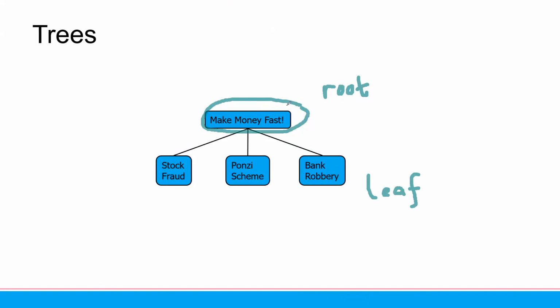So the idea is, if you want to make it manifest, some people say that, okay, I can commit stock fraud, or I can run a Ponzi scheme, or I can do a bank robbery. So this might be the alternative. That's why we can make a kind of tree.